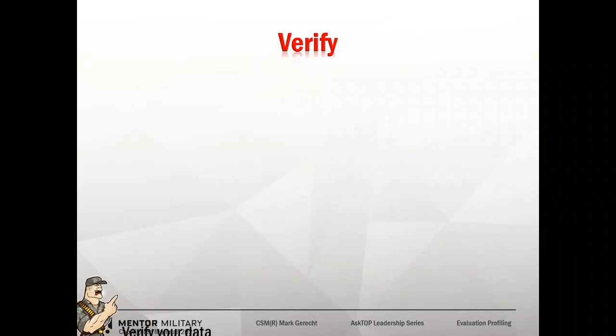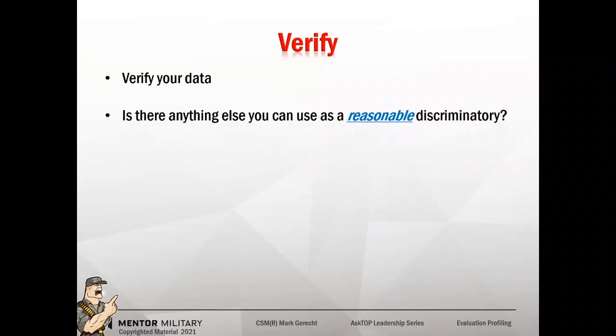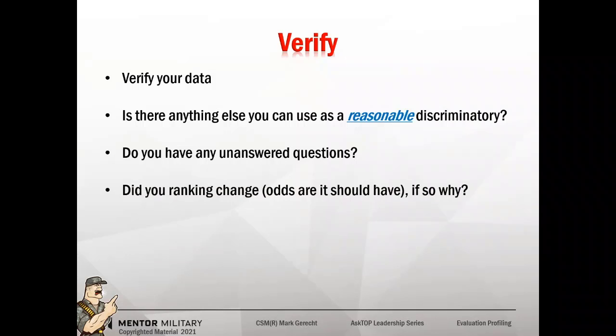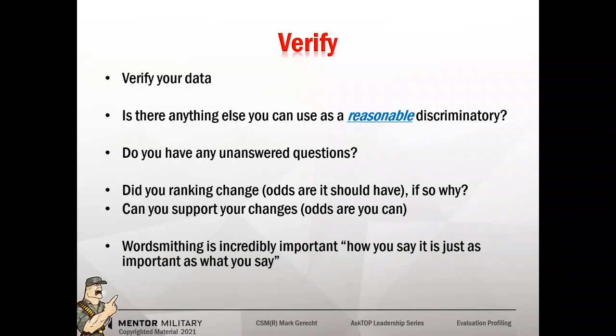Now, how do you verify? You got to verify your data. Is there anything else you can use as a reasonable discriminatory element? Do you have any unanswered questions? Did your rank change? Odds are there should have been some. If so, why did they change? It's important to understand why. Can you support your changes? Why did you make those changes?